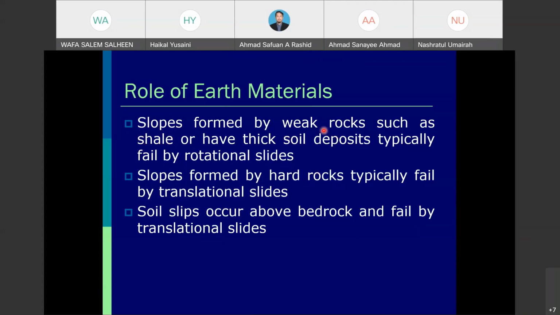But limestone formation normally occurs on flat areas, whereas shale can be found in hilly areas, especially what happened in Kedah previously. There are some formations of shale material, and when they are exposed to water, they become weak.